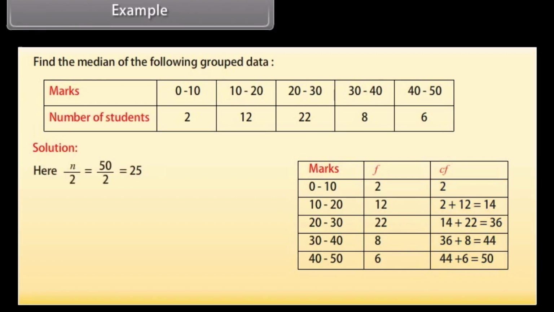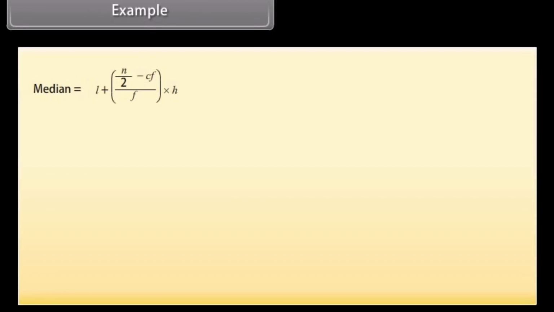After that, n by 2 equals 50 by 2, which is 25. So, 20 to 30 is the median class. Now, L is 20, h is 10, CF is 14, f is 22. And then we calculate the median using the formula given below: L plus n by 2 minus CF, divided by f and multiplied by h.